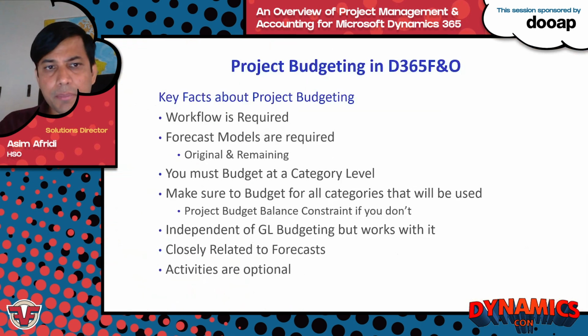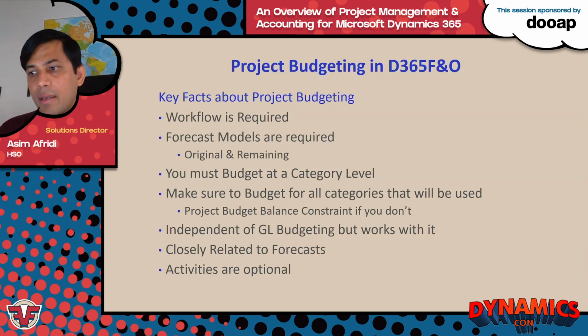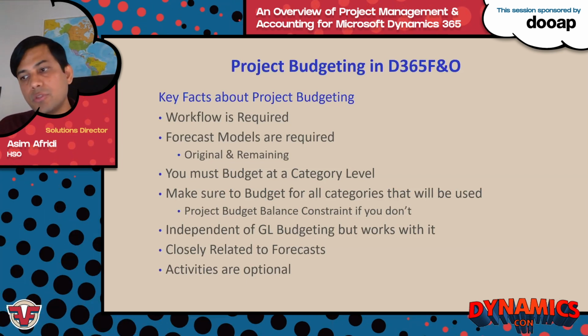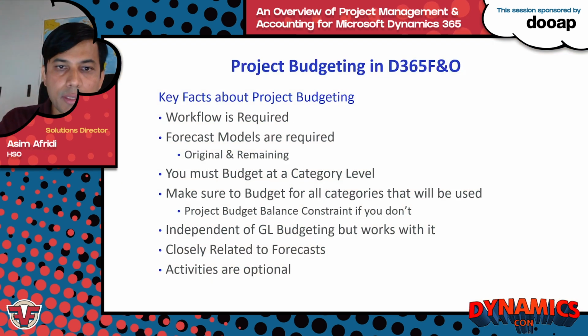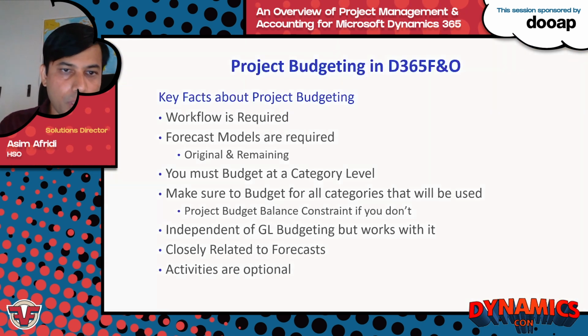So, some key facts about project budgeting. First one, workflow is required. And the next thing is that obviously the forecast models are required, so you might need to configure an original and a remaining forecast model. You must budget at the category level as well. That's really important when it comes to project budgeting. If you think back to the screenshot that I showed on the last slide, let me go back to it shortly. You can see that we are putting the budgets at the category level. So that's really important.